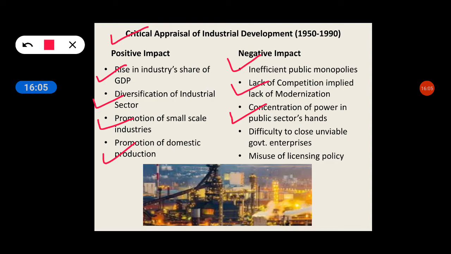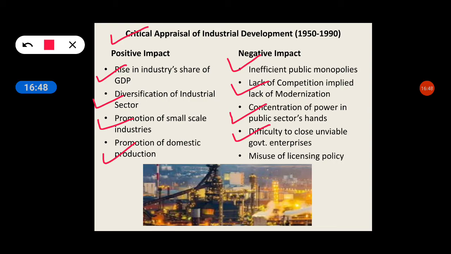Now the fourth one is difficulty to close unviable government enterprises. This means that many PSUs, even after incurring huge losses, continue to operate, since it is difficult to close a government undertaking, even if it is a drain on the nation's limited resources. The reason is that the government sector is unlike the private sector, which works for profit making. The government works for social welfare, and if you suddenly shut down a PSU, there will be massive unemployment, so you cannot immediately shut down a PSU.